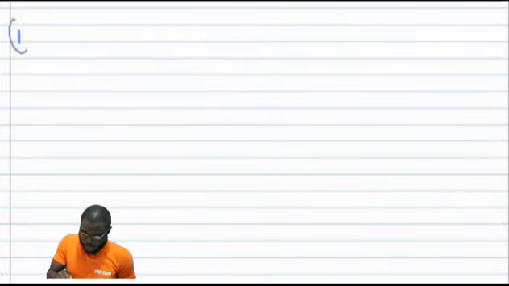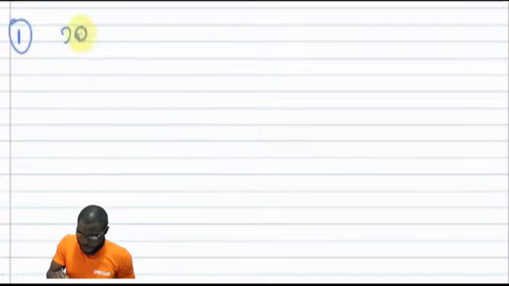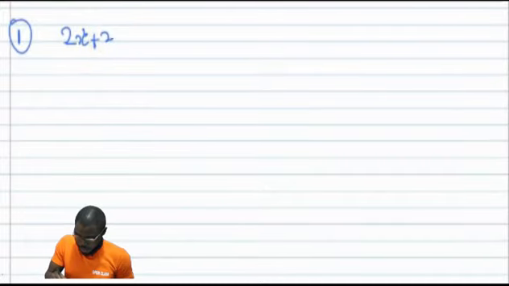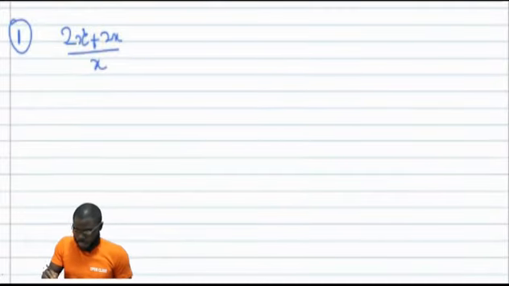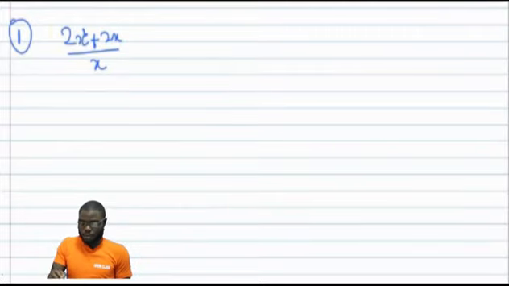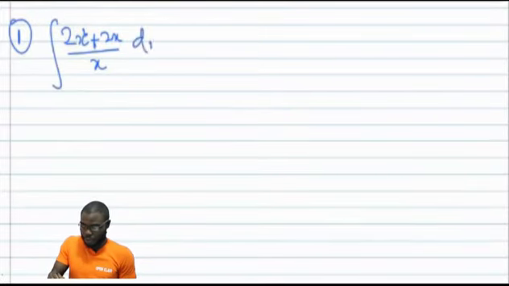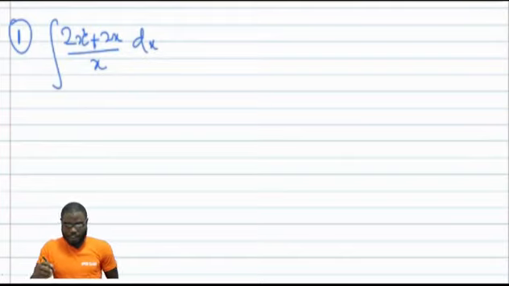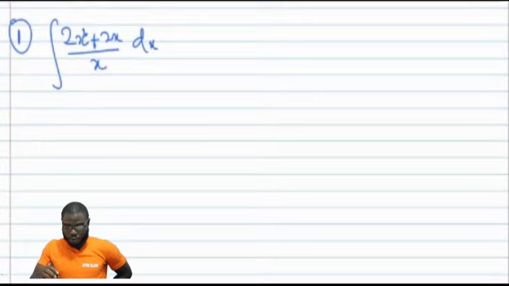So solution, we have 2x cubed plus 2x over x, with respect to x. We have to integrate this one with respect to x. So as you see, this is under integral calculus. I'm just going to give us a bit of introduction to it.